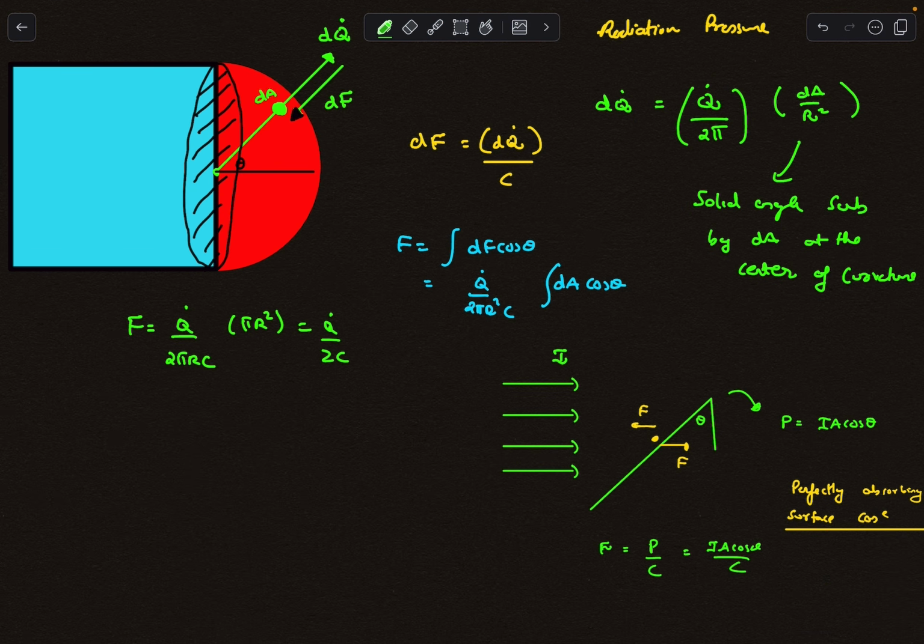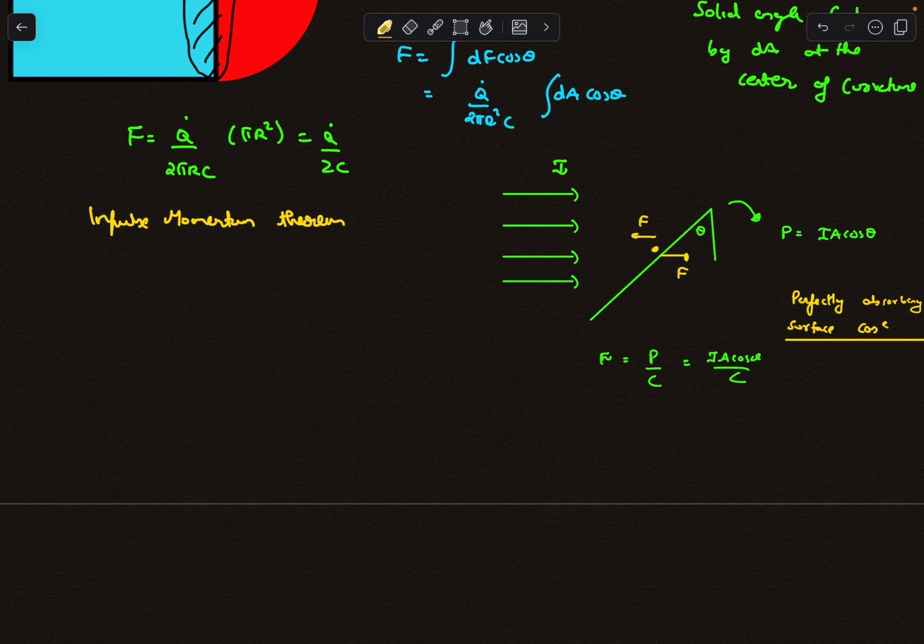But we don't care about that because we don't want the exact function of the force. All we want is the terminal velocity. In order to figure that out, we can use the impulse momentum theorem. So basically we can write the integral of F dt, the net force dt, is equal to the change in momentum, which is m times the terminal velocity, which let's call Vt. From here, we get Vt as 1 by m times the integral of F dt. Now guys, the integral of F dt is going to be 1 by 2c times the integral of q dot dt.